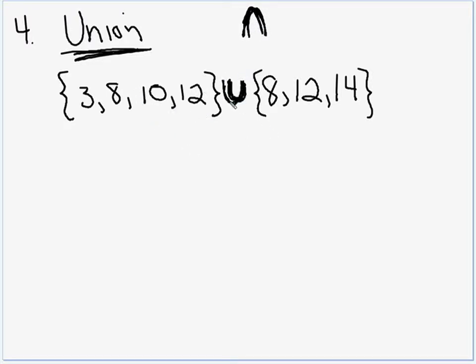Here we are looking for the union, so we want to marry these sets, we want to combine them and put them together. So I'm going to start my brackets down here, and I like to do mine in order, least to greatest, and I'm scanning both of these sets.